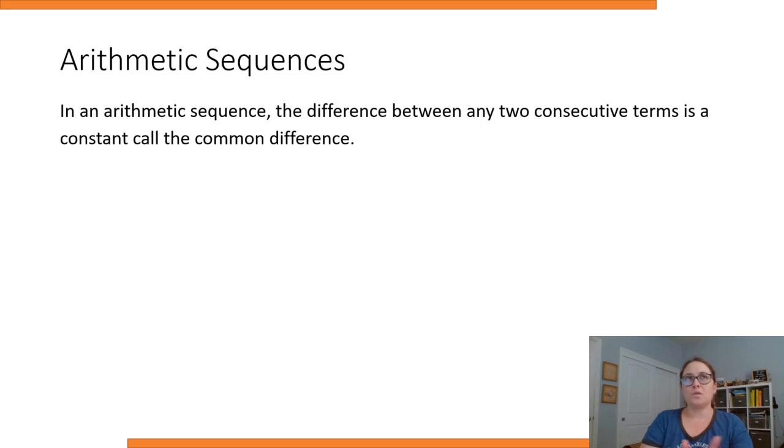So if I start out with 5, and I just add 5 to it repeatedly, my terms are 5, 10, 15, 20, 25, and so on. That's an arithmetic sequence because each term is just 5 more than the term before it. So that 5 that we're adding each time is called the common difference for that sequence.